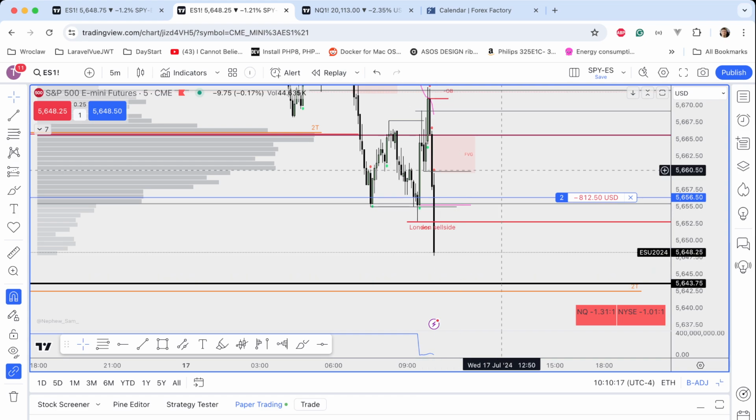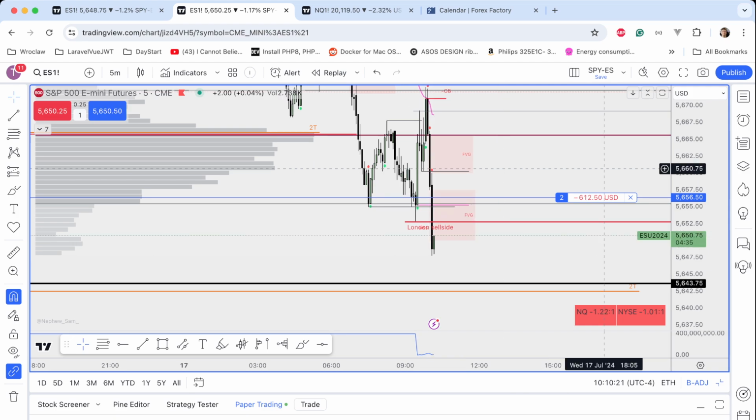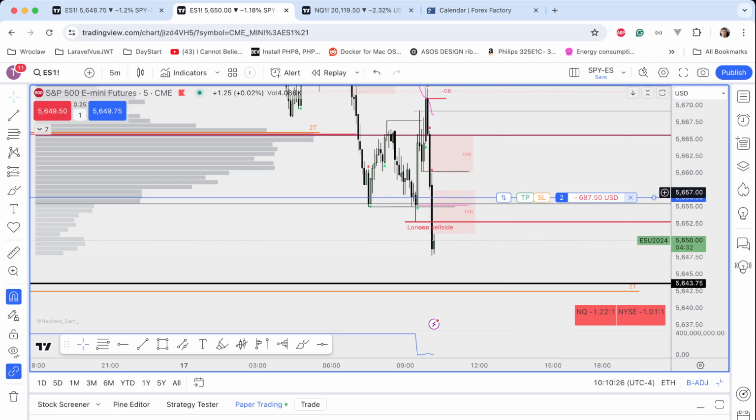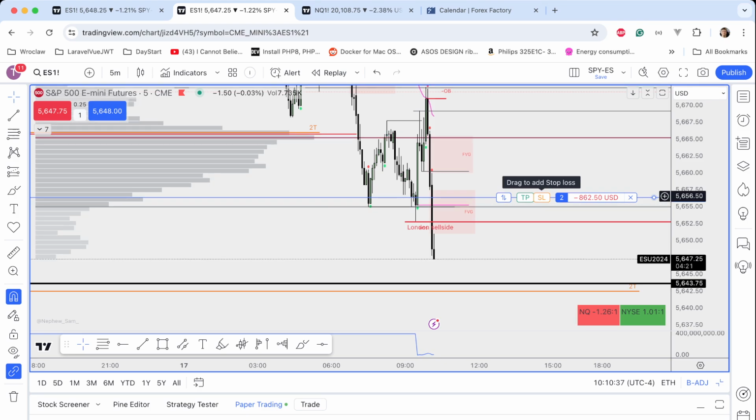Right, back into... okay, where's my stop loss? No, my stop loss. This is my target. We should get a little bit of bounce here.